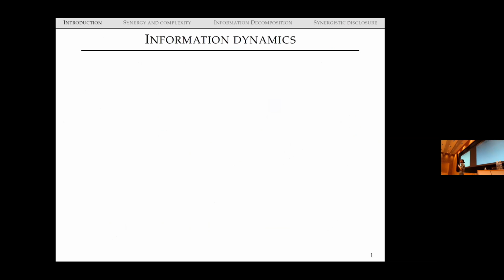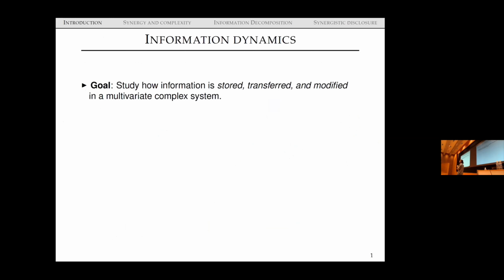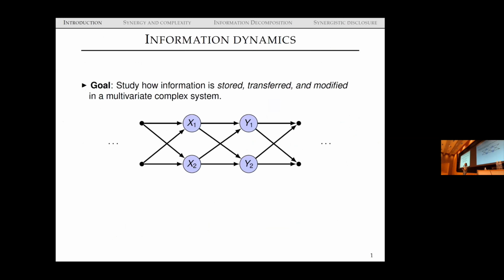Good. So we're going to be talking about information dynamics, broadly speaking. Information dynamics, we can loosely define as studying how information is stored, transferred, and modified in a multivariate complex system. Typically when we think of information dynamics, we have a picture of this sort, where you have, in this very simple case, 2 time series with 2 variables interacting in some funky way.